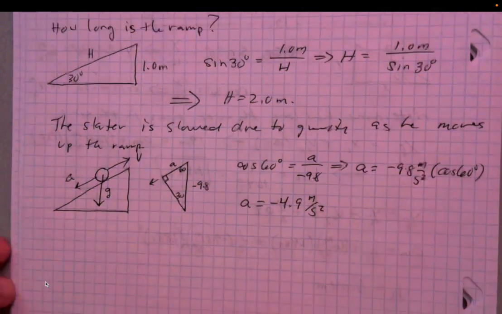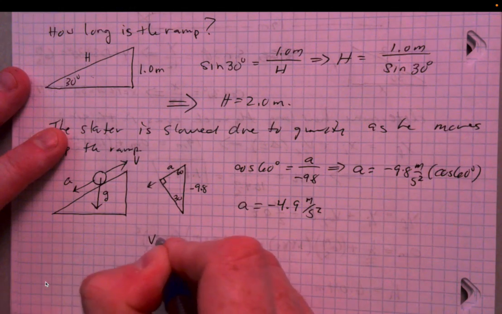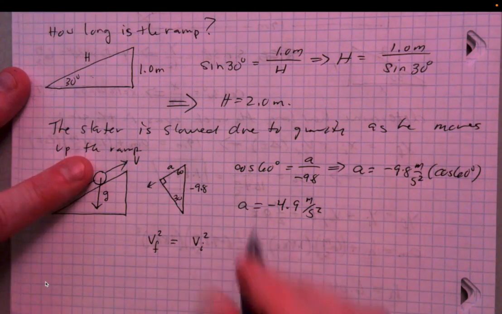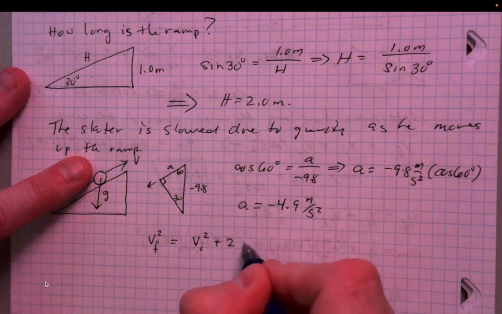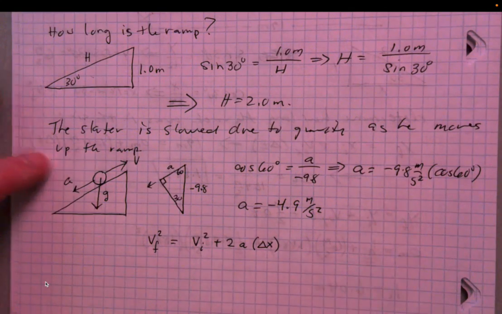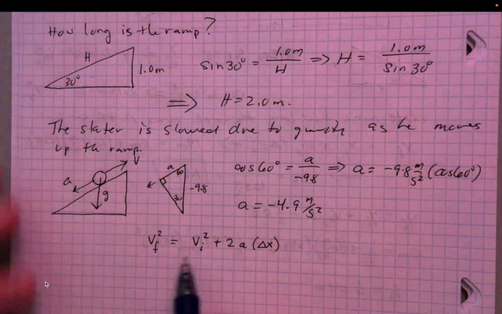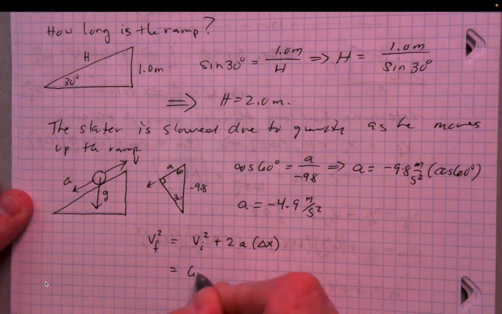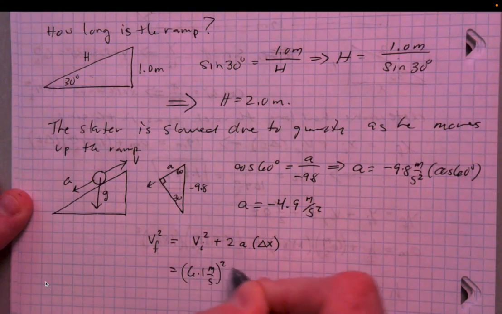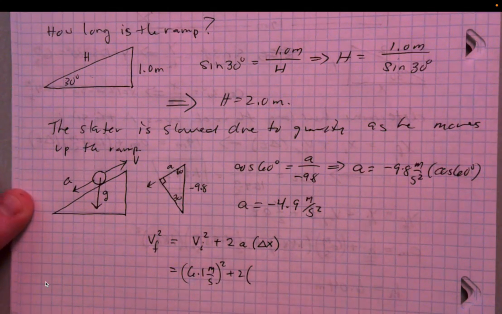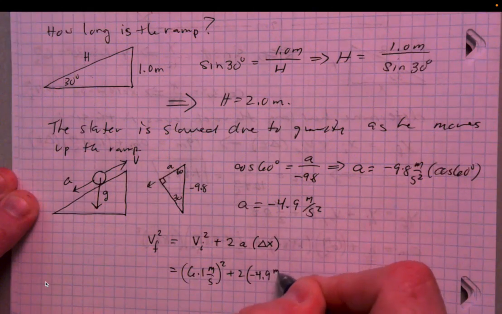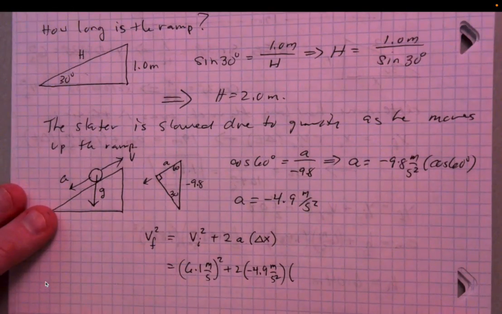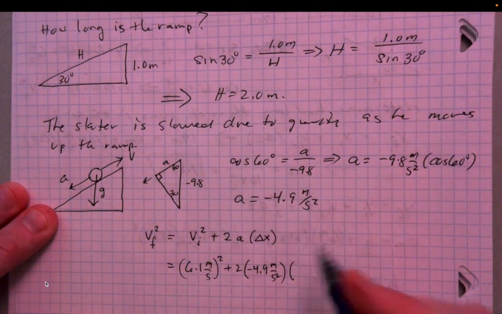And so we can figure out that final velocity by using this equation, Vf squared, so the final velocity squared, remember, is equal to the initial velocity squared plus 2 times whatever the acceleration is over the distance that acceleration is being applied. And so we know initial and a, and we know delta x. And so this would be equal to 6.1 meters per second squared plus 2 times the acceleration that we just calculated, minus 4.9 meters per second squared, times delta x, which we figured out earlier is 2 meters.